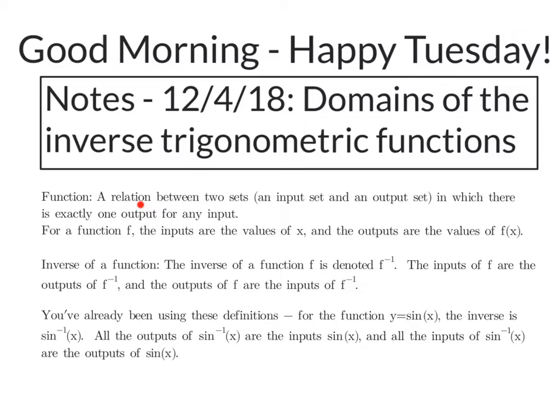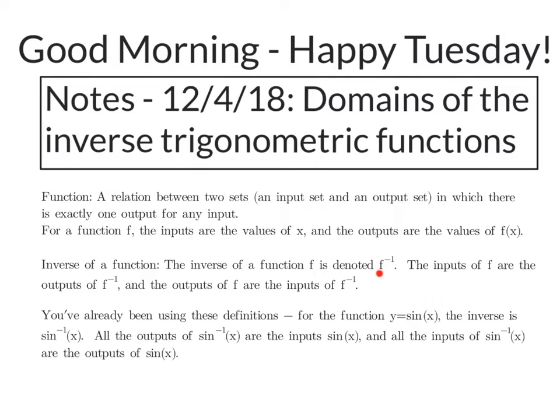A function is a relation between two sets, an input set and an output set, in which there is exactly one output for any input. We often note a function using the f of x notation. So the function has the name f, the inputs are the values of x, and the outputs are the values of f of x.